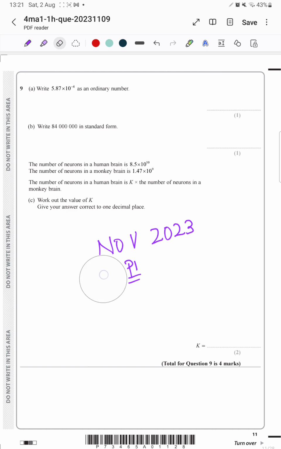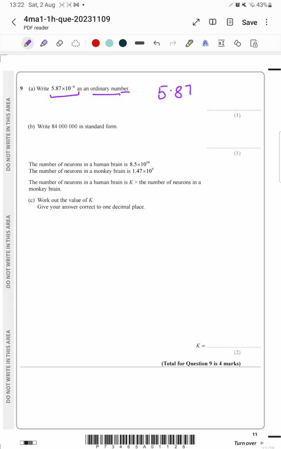Here we have the first question: write 5.87 times 10 to the power negative 4 as an ordinary number. See, this number is written in standard form and we have to write it as an ordinary number, like in tens, ones, hundreds, thousands, that way. So we have 5.87 and 10 to the power of negative 4. So basically it is divided by 10 to the power of positive 4, or I can write it as 5.87 over 10,000. And now we have to just remove the decimal point because we have to write the answer as an ordinary number, not as a fraction.